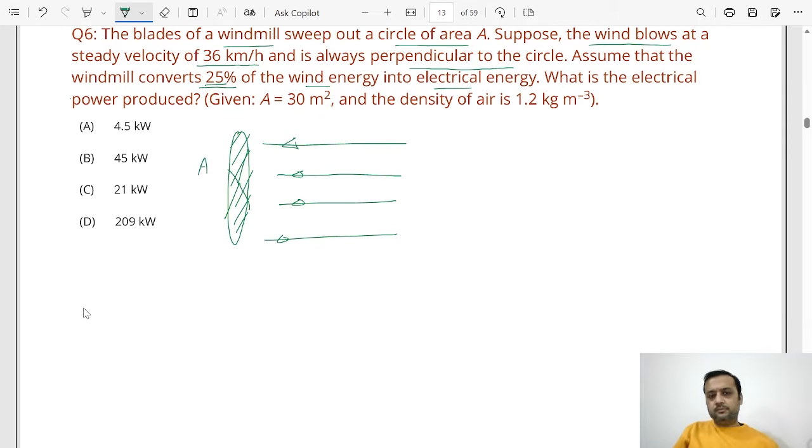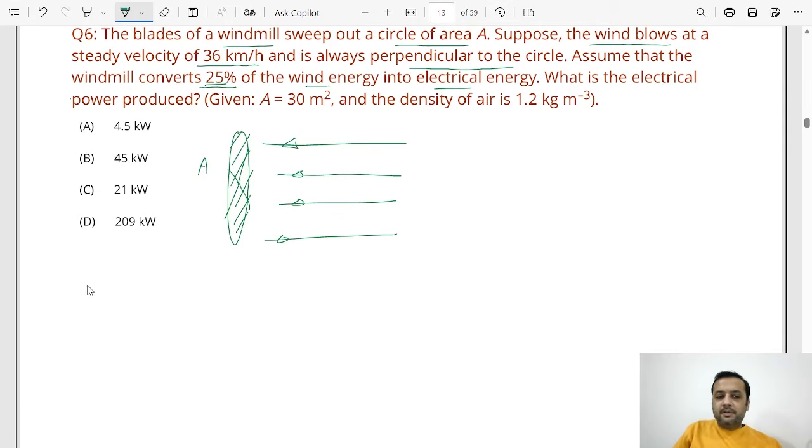Now see, the question is asking what is the electrical power produced. That means basically we have to find how much electrical energy is being produced per second. So basically we will say how much kinetic energy is crossing per second, and 1/4 of that value will convert to electrical energy, right? So look, let's first find the rate of mass flow, or how much mass is flowing through per second.